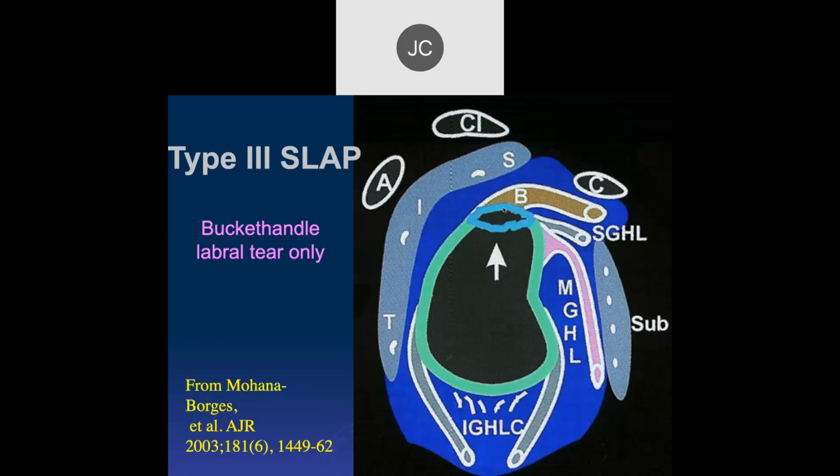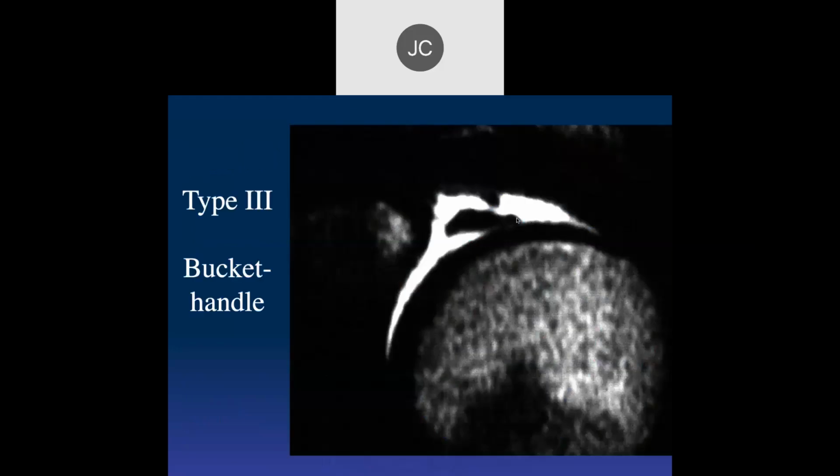So biceps anchor partial tears are considered more significant than just a superior labral tear because you've got that stretch on that biceps anchor. There's a lot of nerves in the biceps anchor, and that can be a cause of pain. So the type 3 and 4 lesions are ones that were considered important for surgery. So that's a type 3.